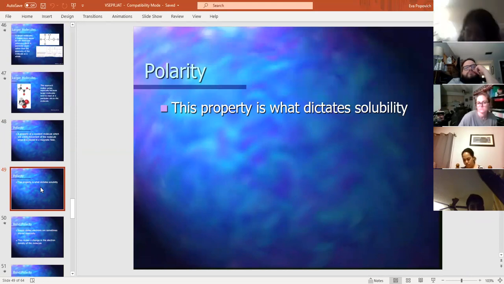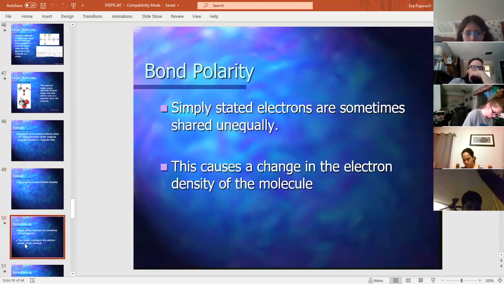Polar molecules dissolve polar compounds and ionic compounds, because polar compounds have charges, ionic compounds have charges, and so do polar molecules. Nonpolar do not have charges. They dissolve nonpolar. They do not dissolve polar. Like dissolves like. So basically, you have to deal with bond polarity.